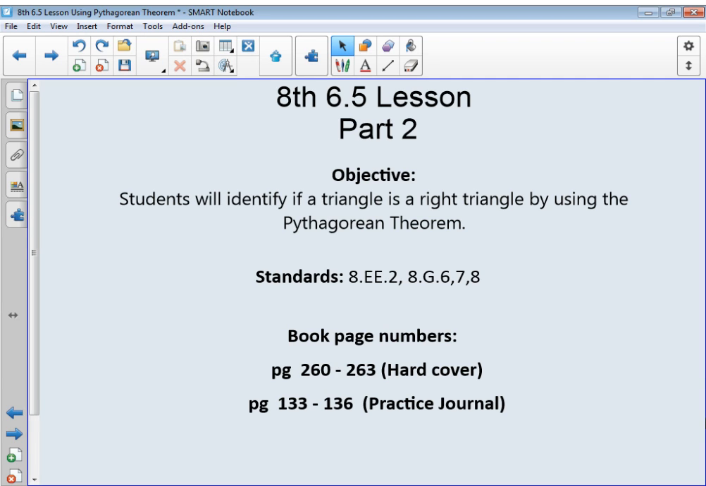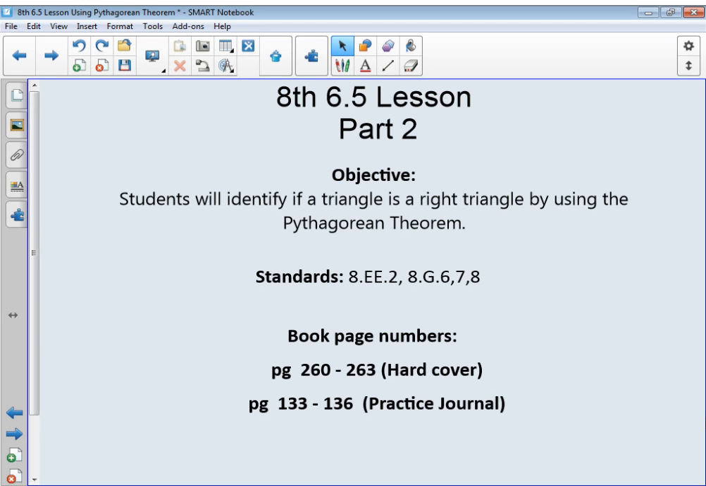Hey, this is 8th grade lesson 6.5. This is actually part 2. Today students are going to be working with identifying if a triangle is a right triangle by using the Pythagorean Theorem. The standards covered are 8.EE.2 as well as 8.G.6, 7, and 8. The page numbers are 260 through 263 out of the hardcover book and pages 133 through 136 out of the practice journal.